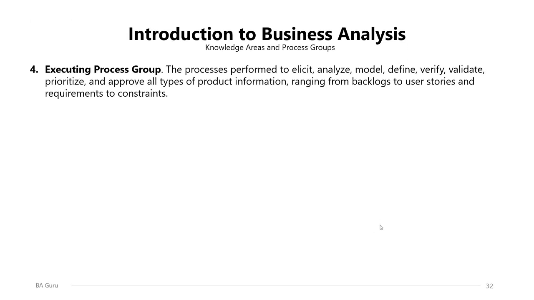project. The executing process group, where the processes are performed to elicit, analyze, model, define, verify, validate, prioritize, and approve all types of product information, including the product requirements, ranging from backlogs to user stories and requirements to constraints.